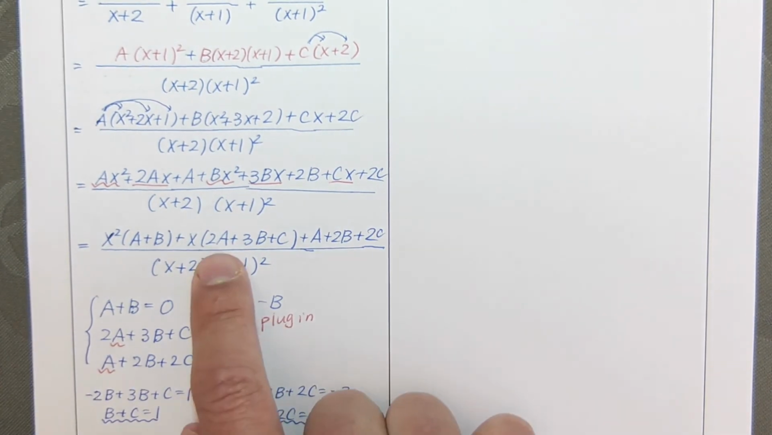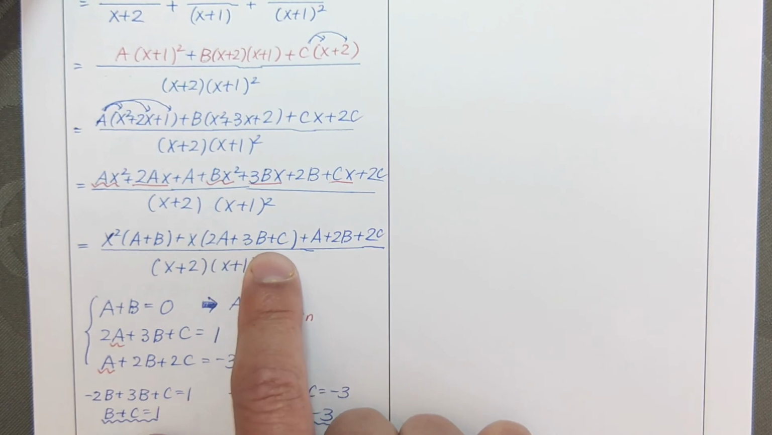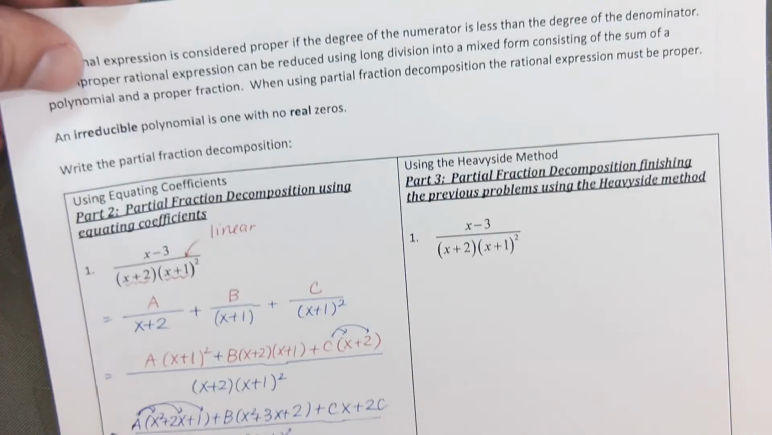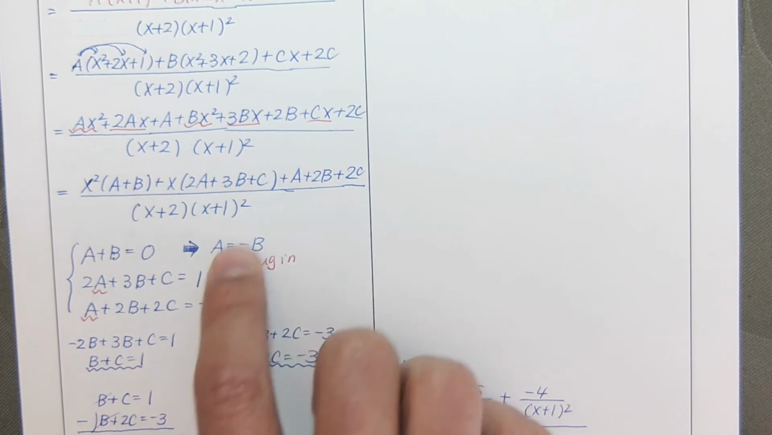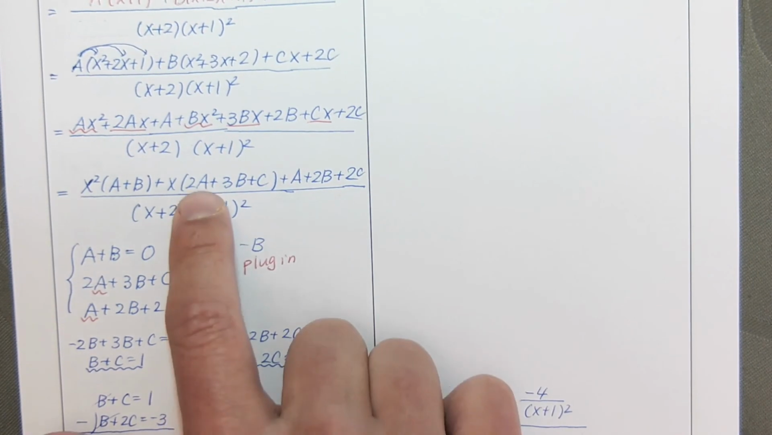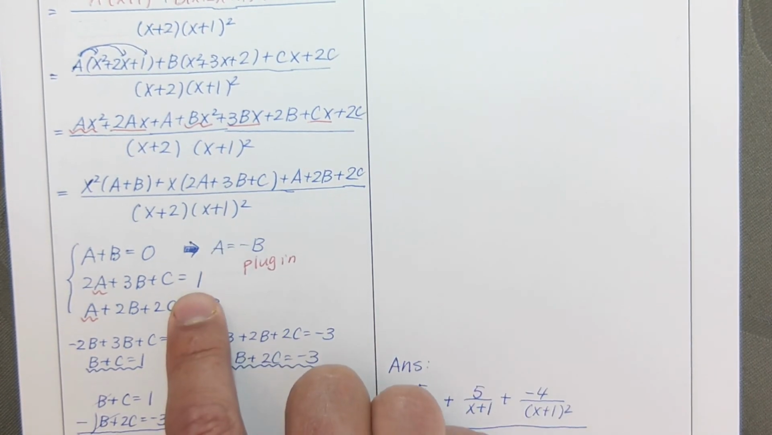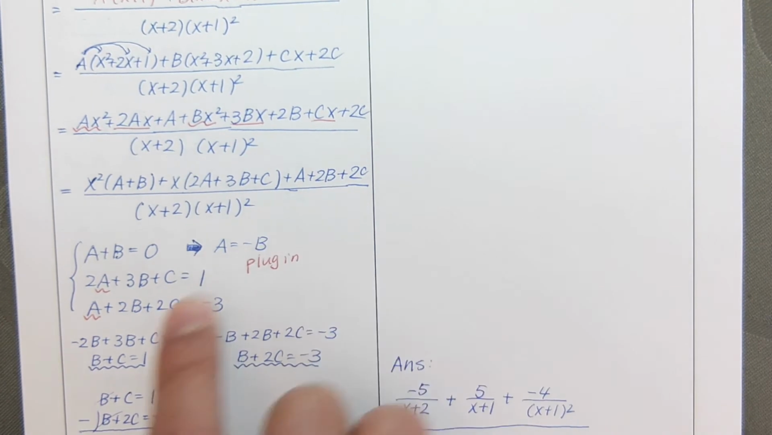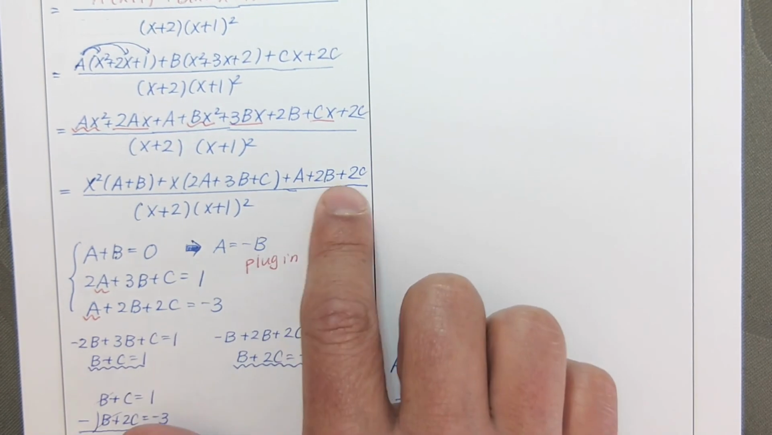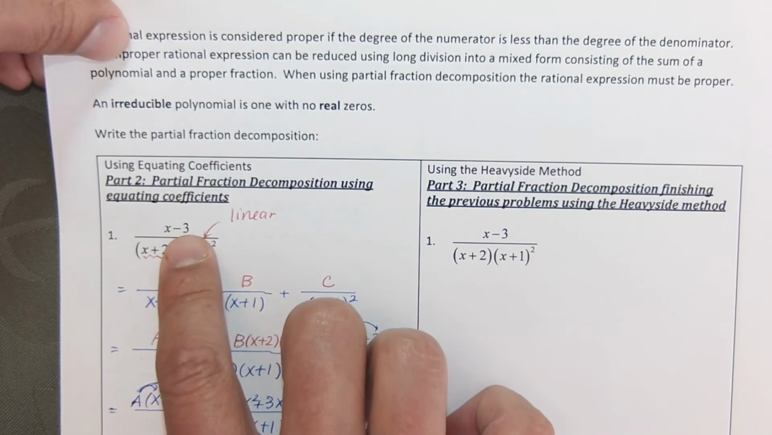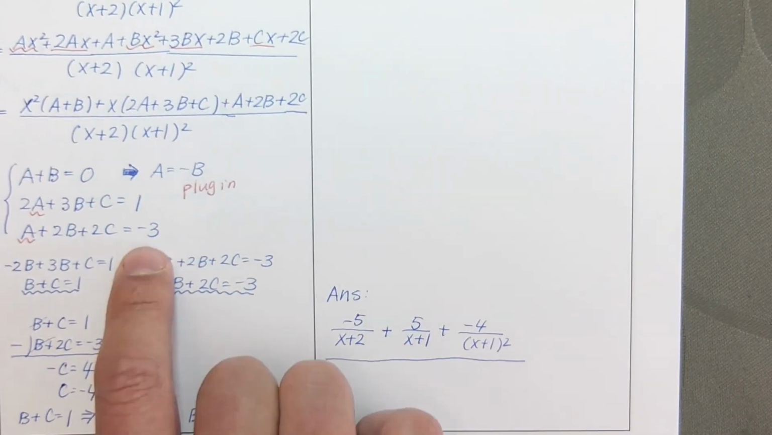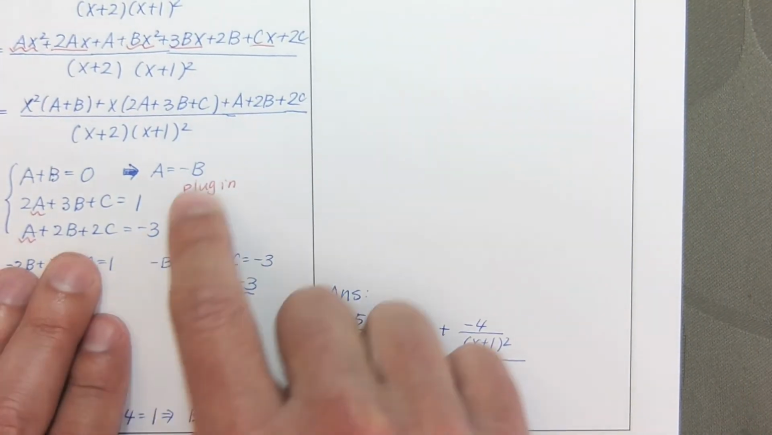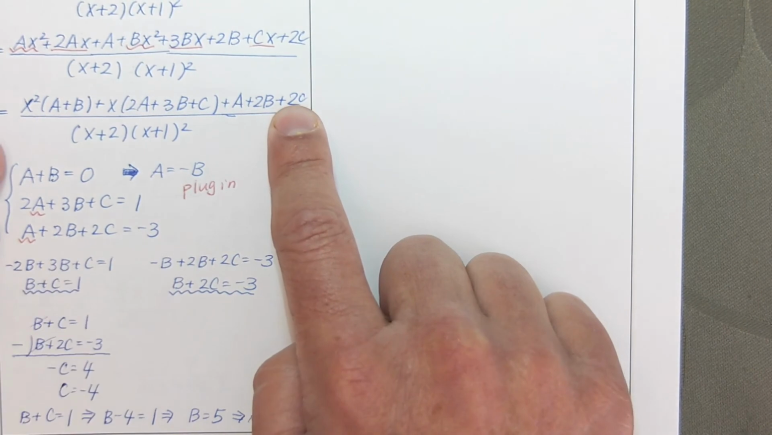Next up, you can see the coefficient of x here is going to be 1. Coefficient of x here is 1. And this last grouping here is going to match up with -3. And that's where we get that's equal to -3, this last part. Now I have a 3 by 3 system.